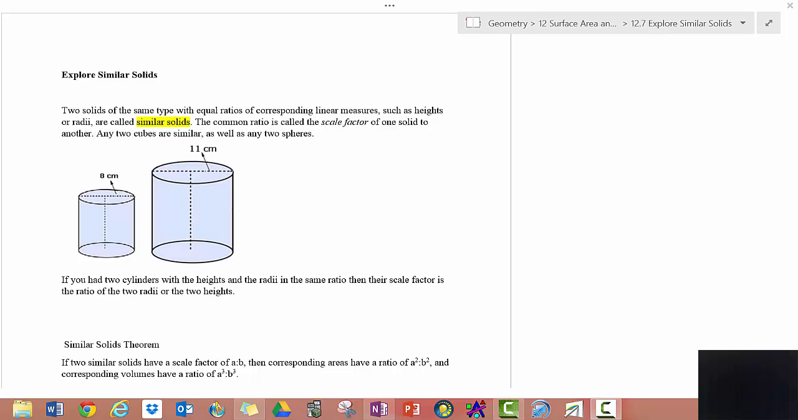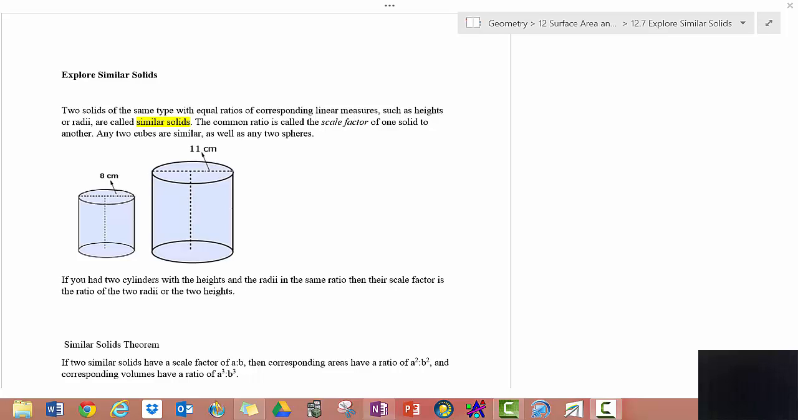Okay, we're going to find in this section what the relationship of the areas or the volumes of two similar solids is. So the first thing we need to recall is what are similar solids.